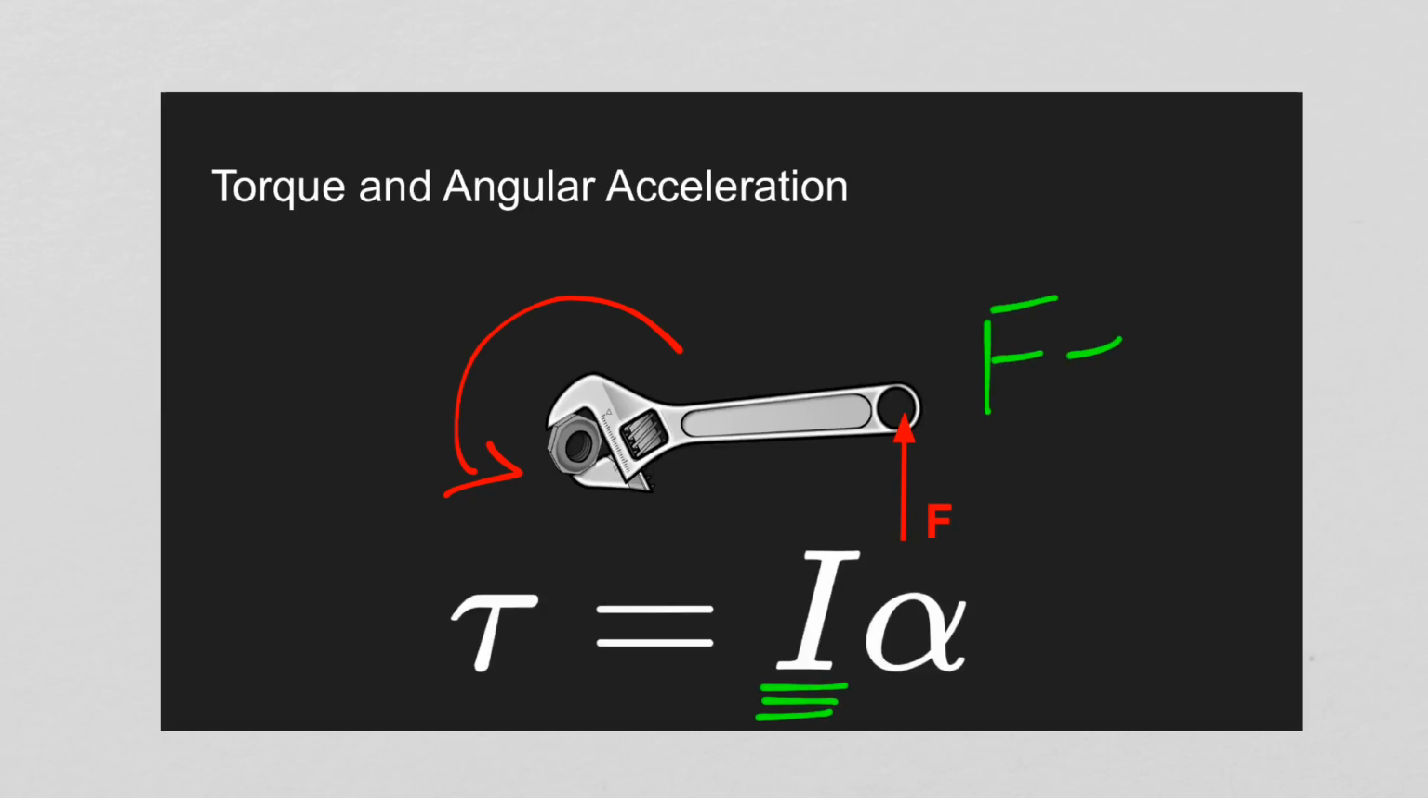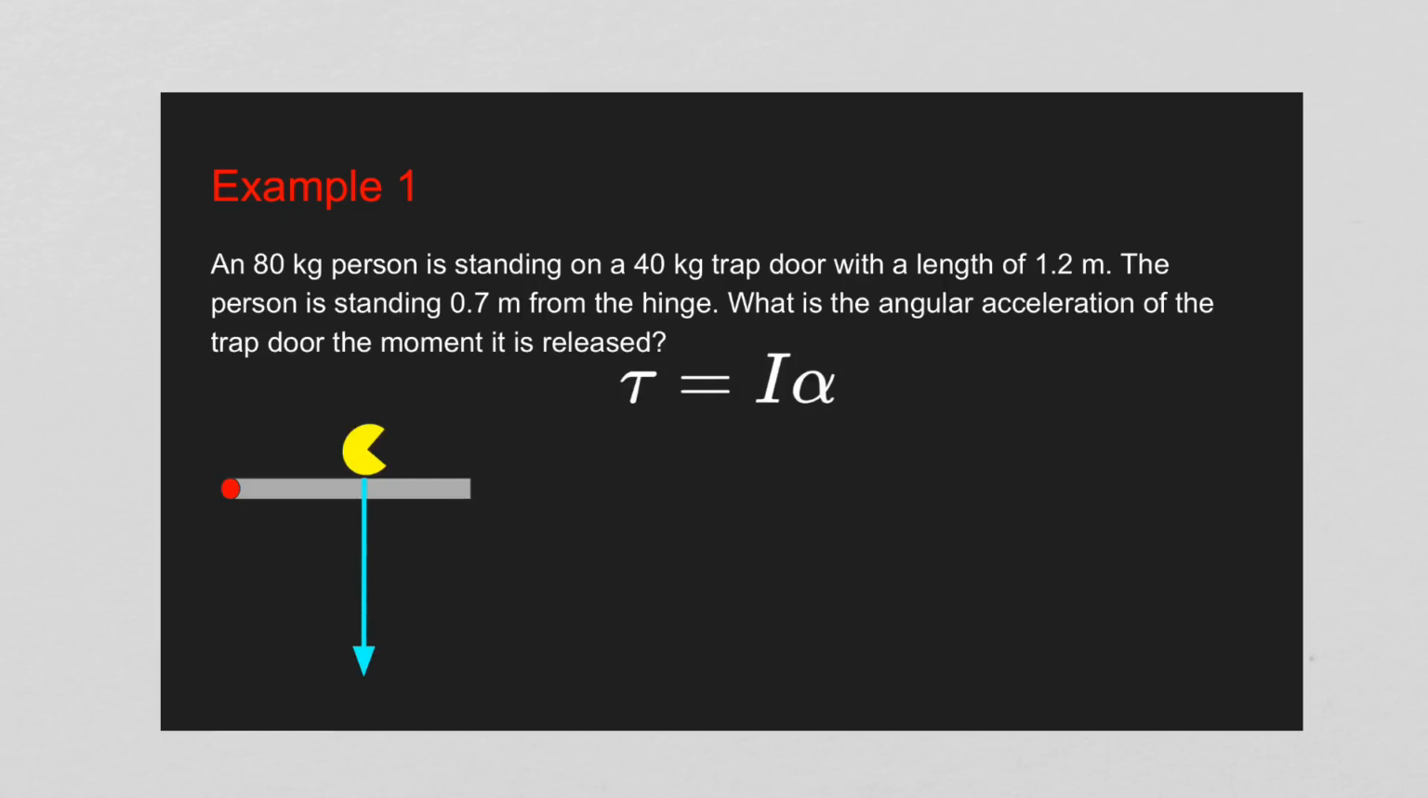So this is just like F equals ma, where mass resists linear accelerations. Here you have moment of inertia to resist angular accelerations. Let's do a quick example of this. So here we have Pac-Person from our favorite 1980s video games. And unfortunately, this person is on this trapdoor, which is going to fall out.